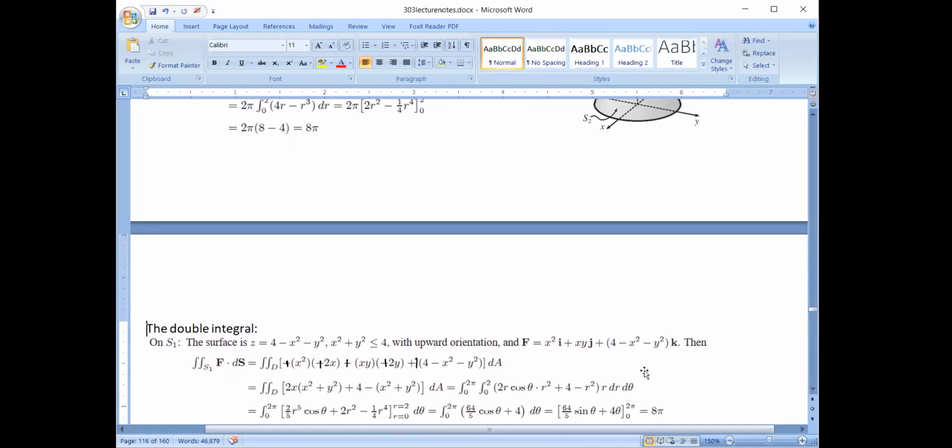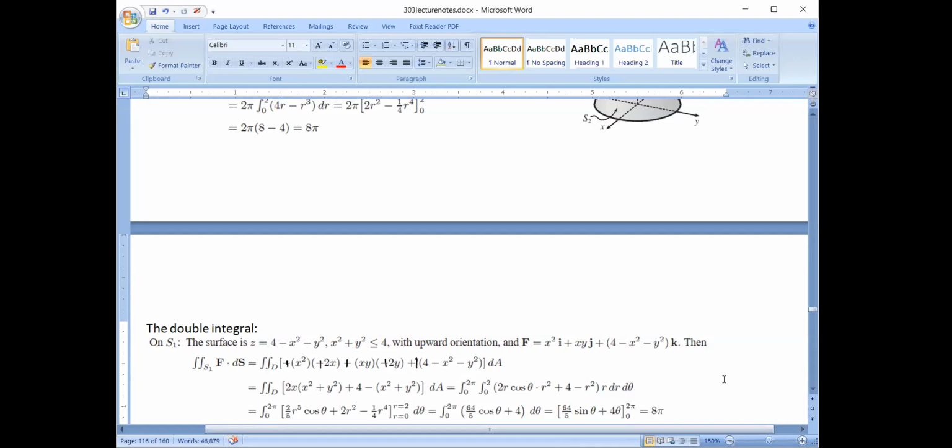So first you've got to distribute the r, and then integrating with respect to r, we've got 2r to the 4th cos theta. So integrating that gives you 2/5 r to the 5 cos theta. And then you've got a 4r, integrating that gives you 2r squared. And then you've got minus r cubed, integrating that, minus 1/4 r to the 4th. Plugging in r equals 0 to 2, that gives you 64 over 5 cos theta plus 4. Integrate that with respect to theta, you get 64 over 5 sine theta plus 4 theta, and evaluate that from 0 to 2 pi, and you just get 8 pi.